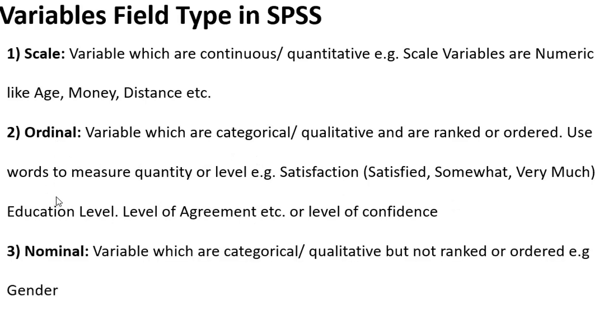And the third is nominal, variables which are categorical but not ranked or ordered, like gender. You cannot say that male is higher than female. So such types of variables are nominal. So basically all continuous and quantitative variables are scale variables, while the categorical variables might be ordinal if there is a rank, if there is a measurement level, and if there is no measurement level, then they would be nominal. For example, let's see in SPSS.